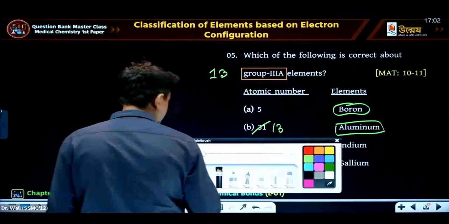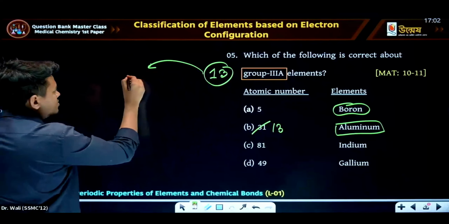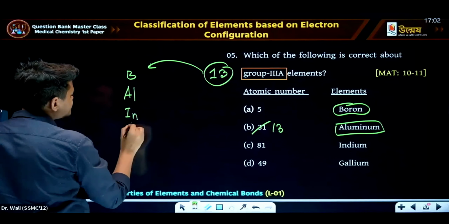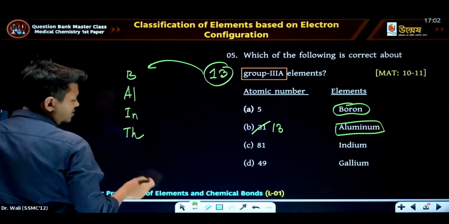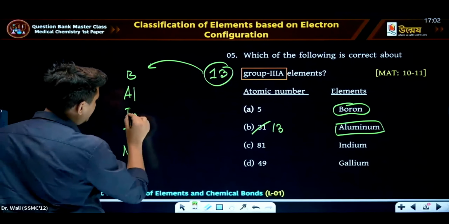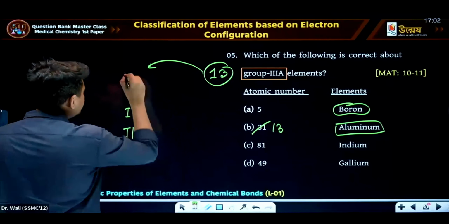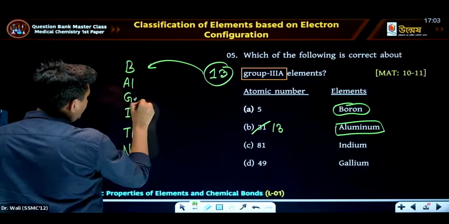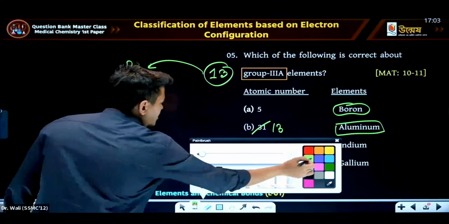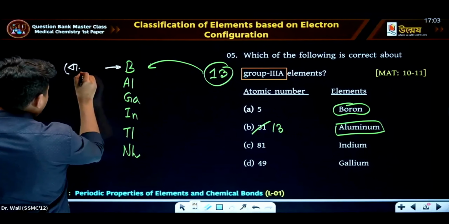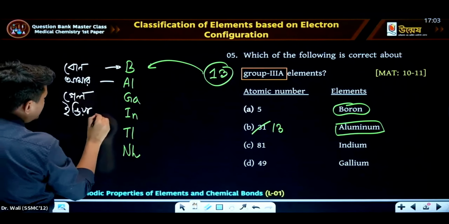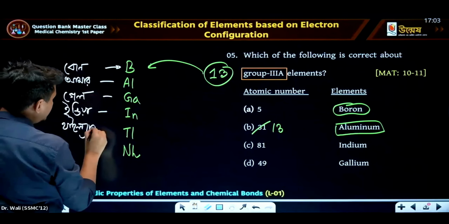In this case, I also write all the members of group 13 to easily understand or recall all the elements. I should write down boron, aluminium, indium, thallium, nihonium. Actually, I have missed an element, which is gallium. Boron, aluminium, gallium, indium, thallium, and nihonium. I have recalled these elements with this mnemonic: Bonn, Amar, Gallo, India, Thailand, Nepal.